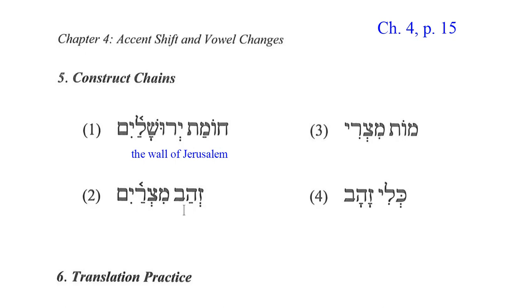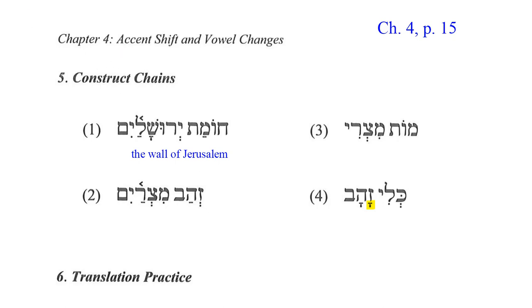Zahav Mitzrayim. So here we have another construct chain, and the first word is going to be our word for gold, zahav. Notice we have the absolute form over here. It's zahav. Notice the full vowel there, that kametz. Here the vowel has reduced, and we need to explore why just briefly.